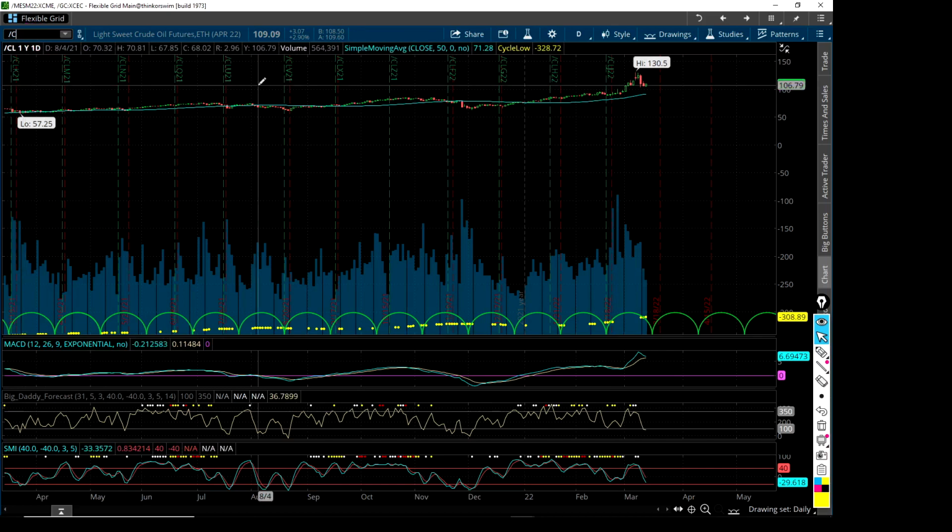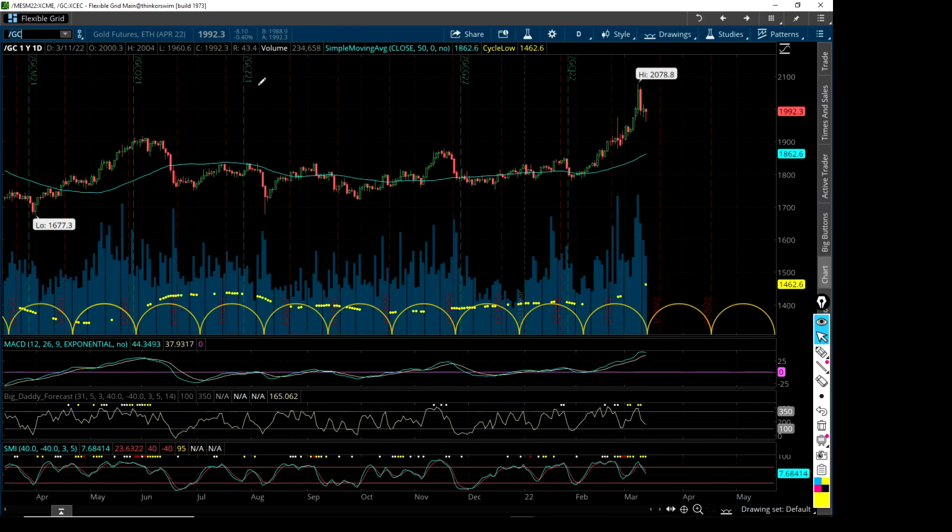Let's look at gold. Probably going to be the same kind of weird-looking chart. Oh, this chart's actually very good.